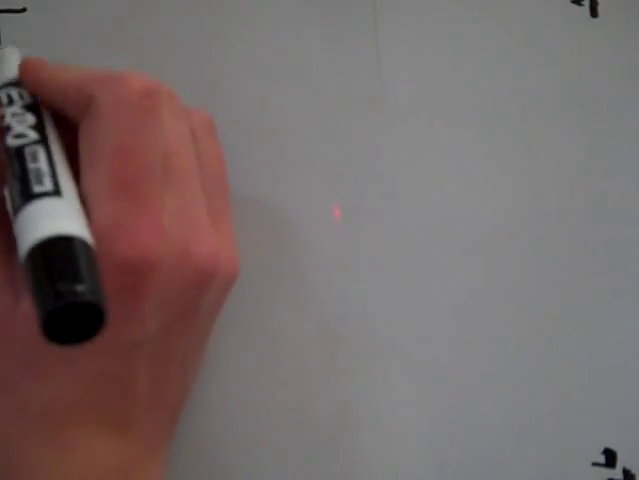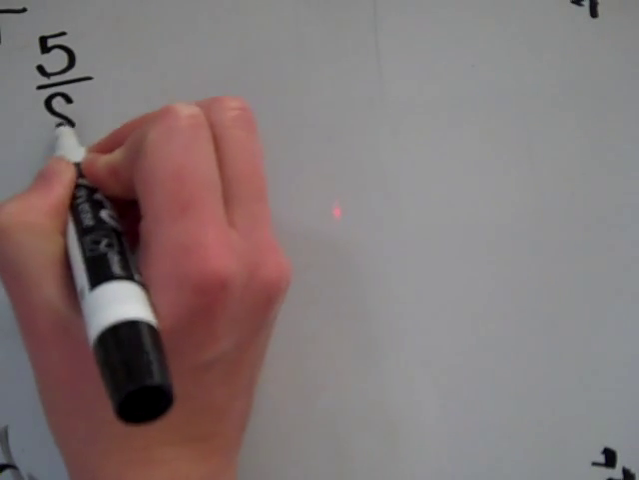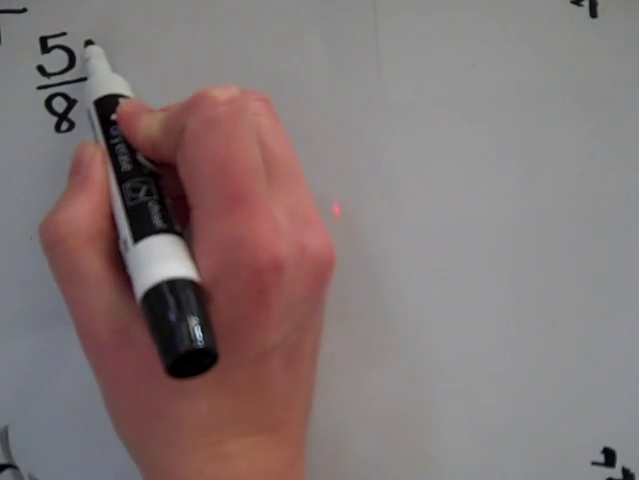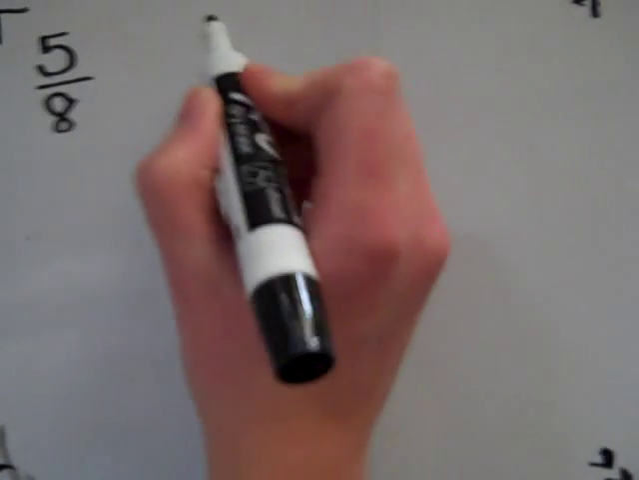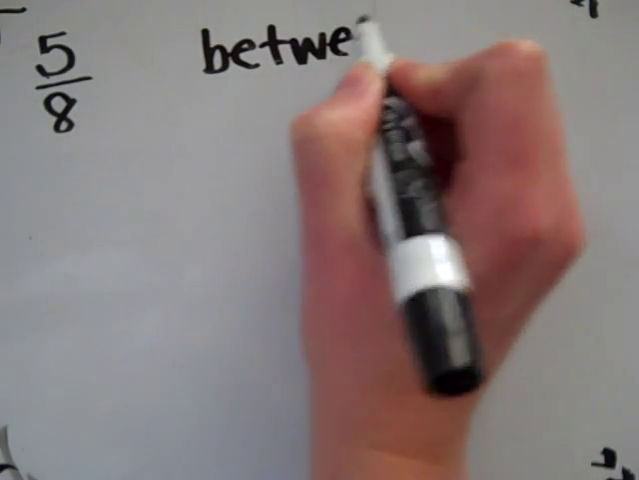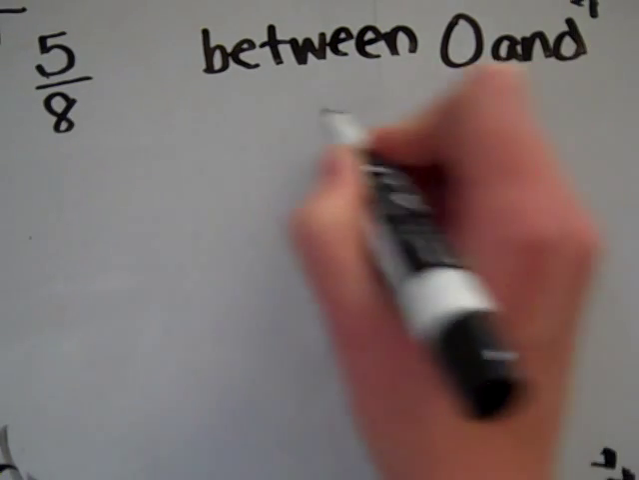The first one we're going to look at is 5/8. When we look at rational numbers and we want to put them on a number line, our first step is to figure out which whole numbers, which integers, they are between. So if we look at a rational number and the numerator is smaller than the denominator, we know that it is between 0 and 1.